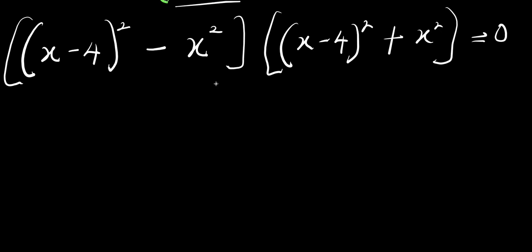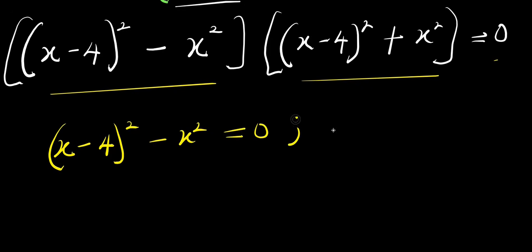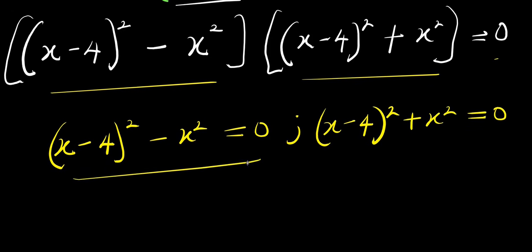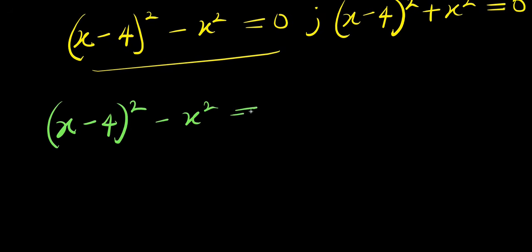Right now, we can equate each of these to 0. We have the first one, (x - 4)^2 minus x^2 equals 0. We have the second one, (x - 4)^2 plus x^2 equals 0. So, let's start with this one here. We have (x - 4)^2 minus x^2 equals 0.